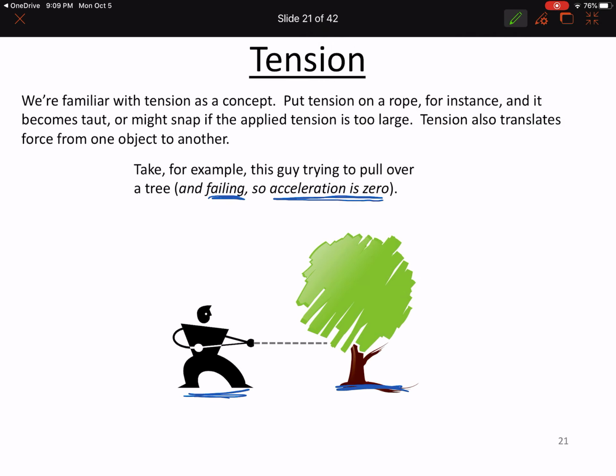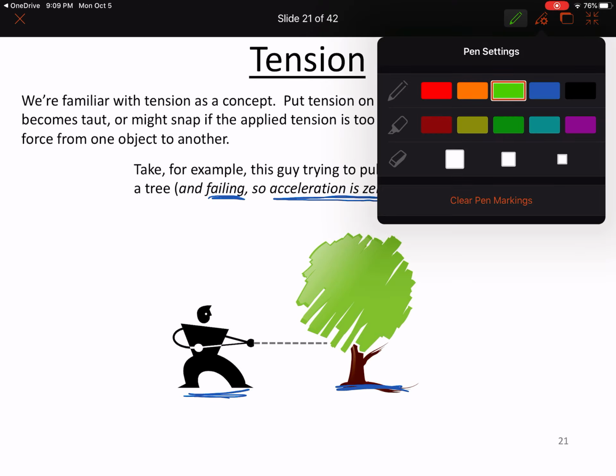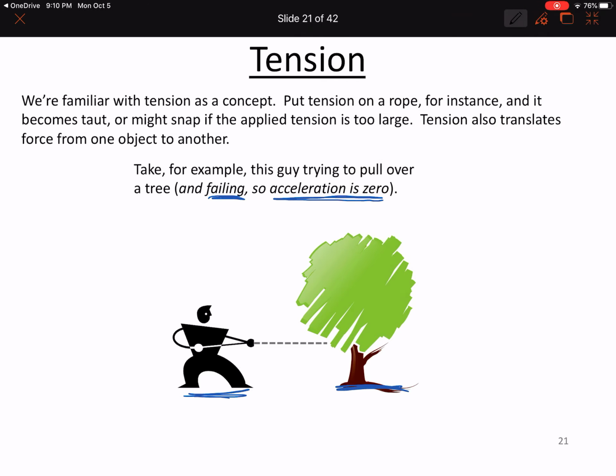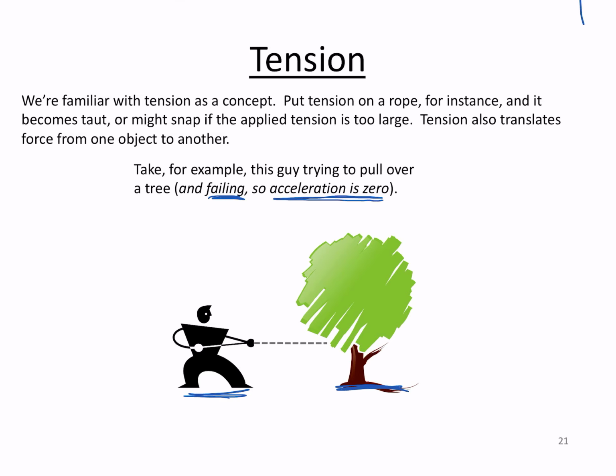So, actually, maybe green's not a good color. Let's go with black. Okay. So, the guy here is going to have quite a few forces acting on him, right? And the way that you want to enumerate forces when you're doing a force diagram or a free body diagram is to consider first whether gravity is acting, and since we're on the Earth, since he's pulling on a tree, then we're expecting gravity. That's our one force at a distance.